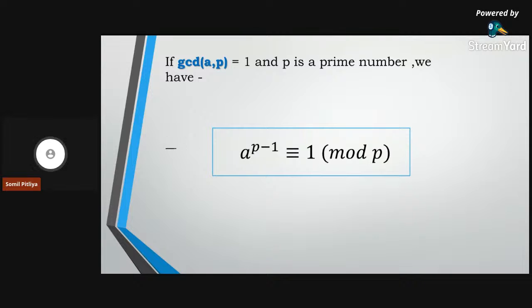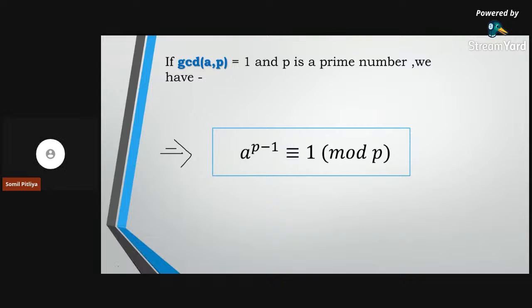If we have that a raised to power p minus 1 is congruent to 1 modulo p, that is, when a raised to power p minus 1 is divided by p, the remainder is going to be 1, provided that p is a prime number and the GCD of a comma p is 1. That is, there does not have any common factor between a and p. If this condition is true, we can say that the Fermat theorem can be applied here, and that a raised to power p minus 1 is congruent to 1 modulo p.